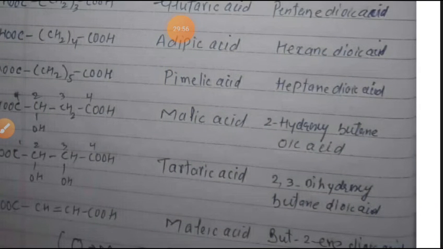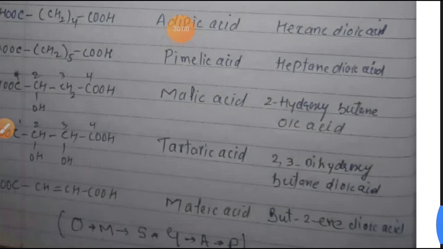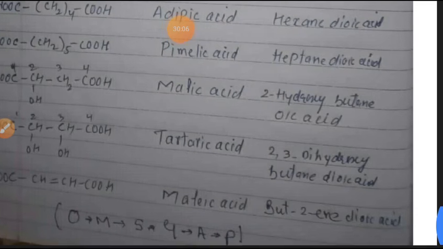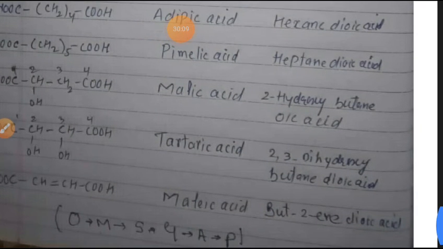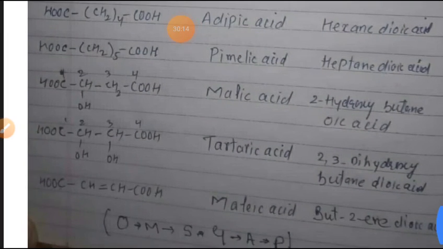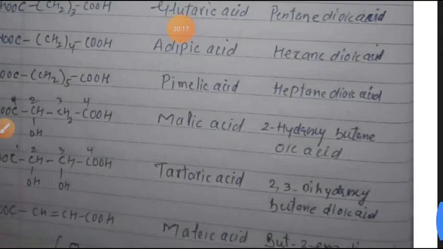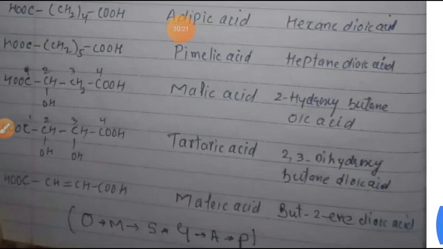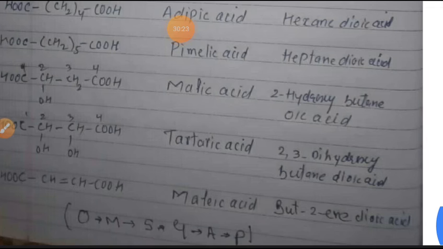Last is pimelic acid. So you can remember this with the trick called OMSGAP. OMSGAP, meaning how will you remember it now? O for oxalic acid, M for malonic acid, S for succinic acid, G for glutaric acid, A for adipic acid, P for pimelic acid. Clear?